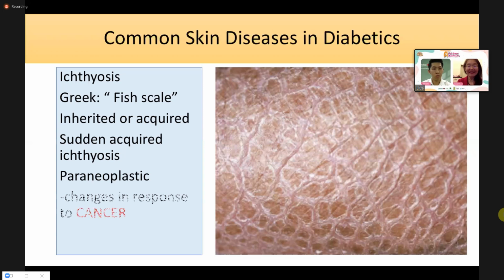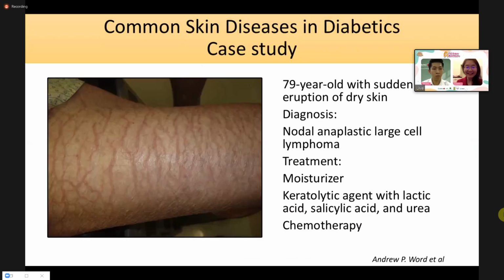So let's go on. This is another case. A 79-year-old suddenly has an eruption of very dry skin. Before that, the skin was very nice, very smooth. Then at the age of 79, well, can it be caused by old age? Yes, it probably can be caused by old age, but it's too sudden. You see a lot of cracked skin. So you must work out whether it's a kind of paraneoplastic or is caused by cancer.